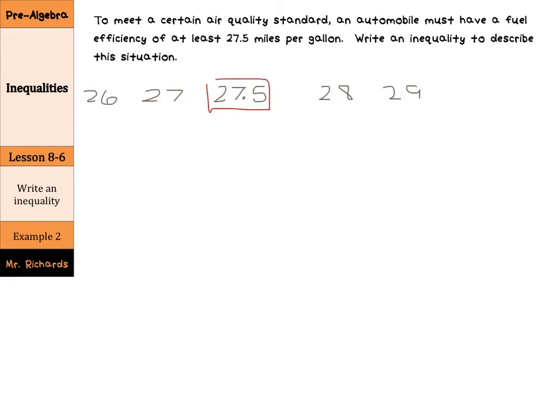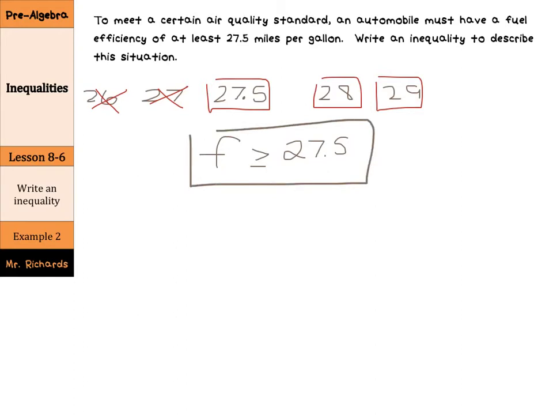Is 28 at least 27.5? Yes. 29? Sure. And this may be fairly obvious now, but is 27 at least 27 and a half? No. 26? No. So we're looking for our fuel standard, F, to be greater than 27 and a half, but also could be equal to. So greater than or equal to. F is greater than or equal to 27 and 5/10.